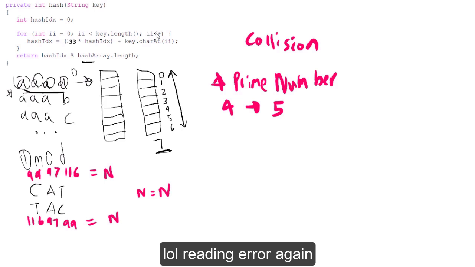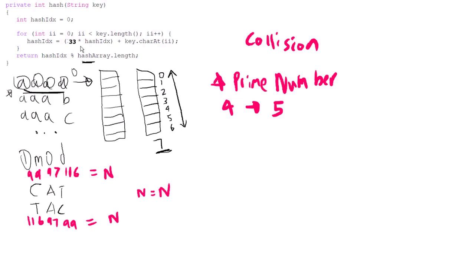So this is one of the algorithms. This 33 is written by Bernstein. How he got 33, I'm not sure. So if you are interested, you can go and Google Bernstein. You can Google his name if you want to know how he got this 33.